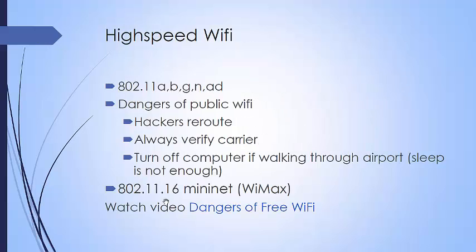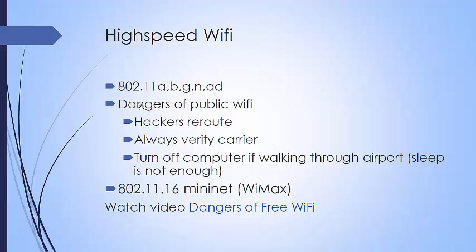Now, here we get to some of the things that we didn't cover last time on Monday in class. When we talk about high-speed Wi-Fi, we're talking about protocol 802.11 in either A, B, G, N, or AD, with the latest being AD having 2 letters. So they've wrapped back around to 2 letters, gone through the entire alphabet in terms of versions of the protocol.